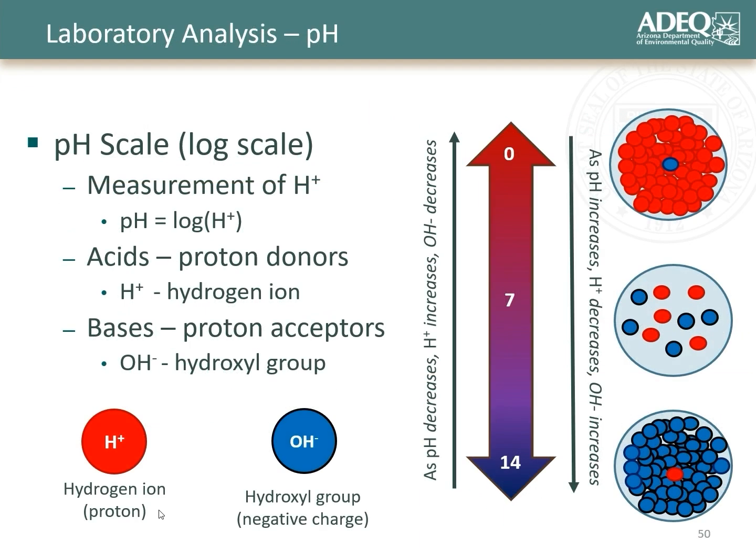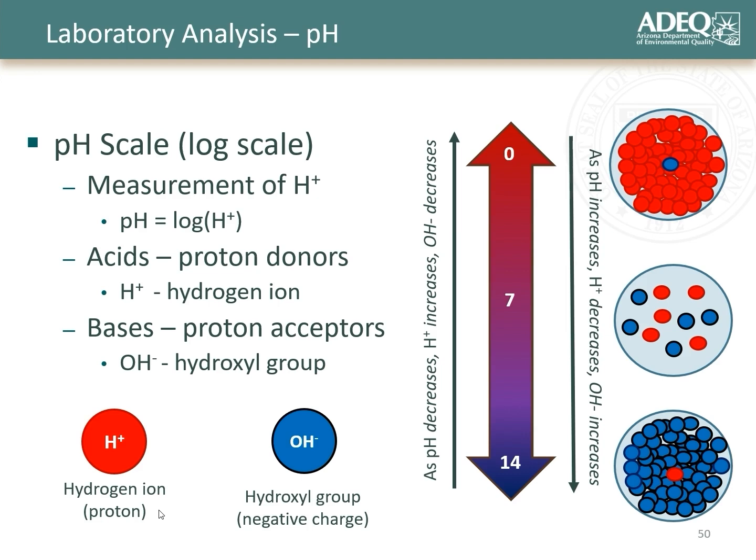The first parameter we're going to talk about is pH. pH is a measurement of the amount of hydrogen ions in your water. Your water is typically a balance between hydrogen ions and hydroxyl ions. When you have more hydrogen ions, you have fewer hydroxyl ions, and vice versa. At a neutral pH, a pH of 7, you have an equal balance between hydrogen ions and hydroxyl ions. As you go acidic, you have more hydrogen ions, and your pH will drop below 7.